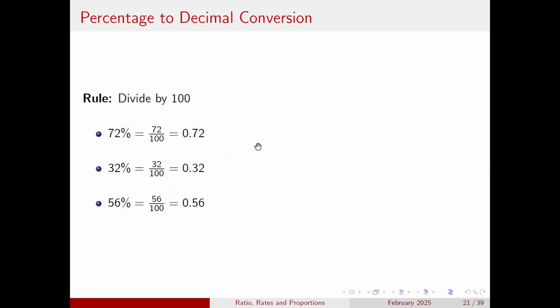Now, let's see how to convert a percentage to a decimal. To convert a percentage to a decimal, you divide by 100. If you recall, the first thing we did was converting a decimal to a percentage. From decimal to percentage, we multiplied by 100. So now from percentage to decimal, we want to divide by 100.